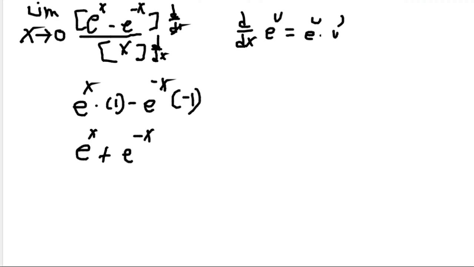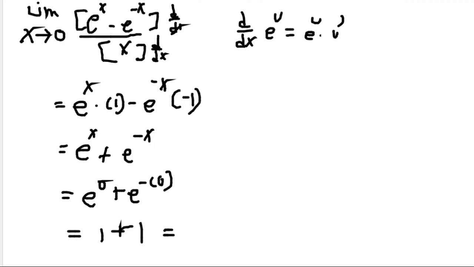Simplifying this further, we have e raised to the x plus e raised to the negative x. Right now, we can just plug in 0. We will get this. We all know that anything raised to the 0th power is 1, so this is also 1. And the answer is going to be 2.